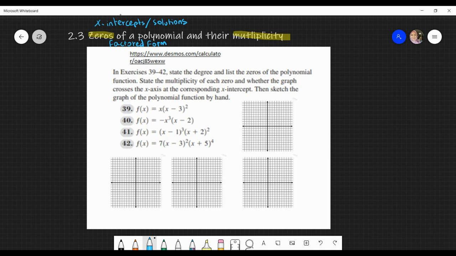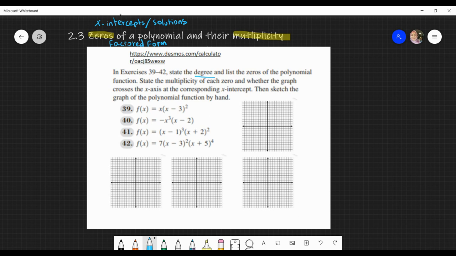But if you take a quick look, you can see that there are some exponents on each of those parentheses. So let's keep that in mind and see what these exponents do to the function, to the graph. How are we going to deal with that? So we're going to start by interpreting or finding the zeros. And the question says, state the degree.